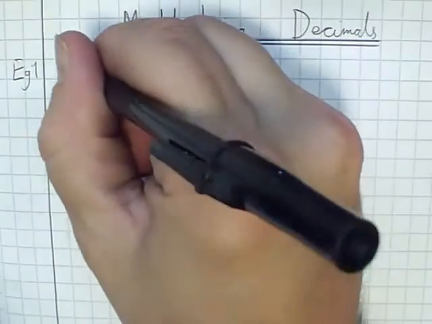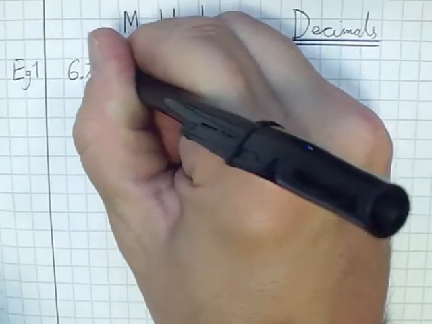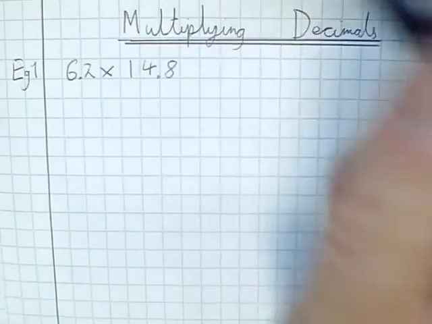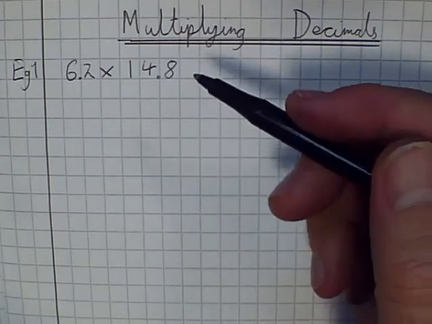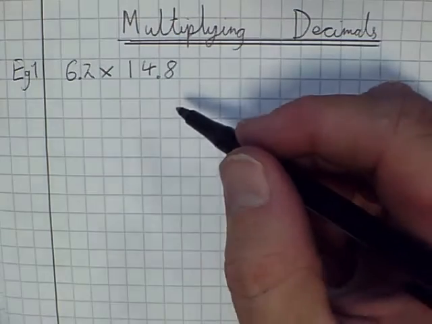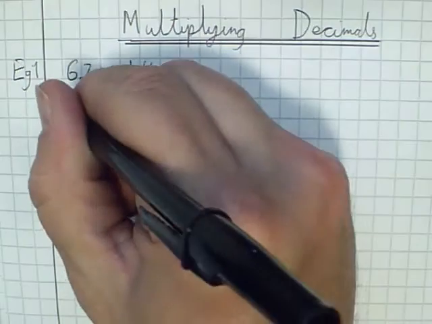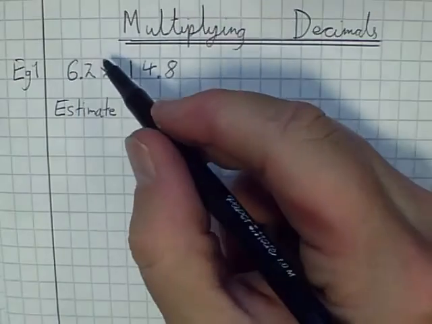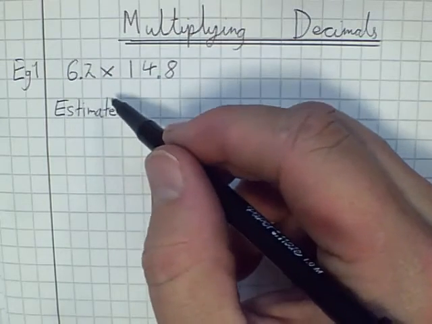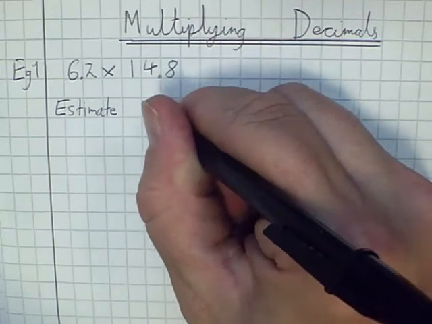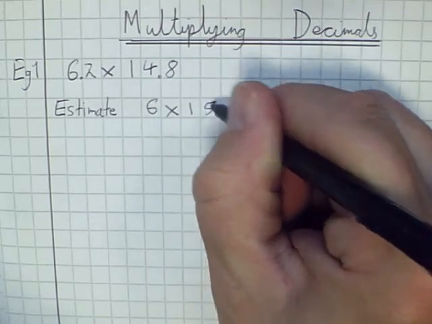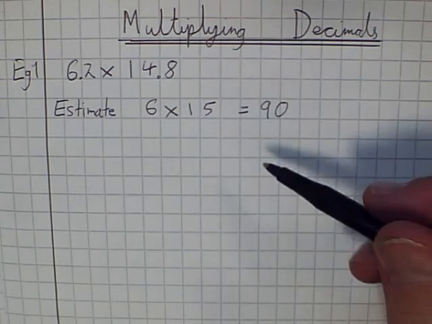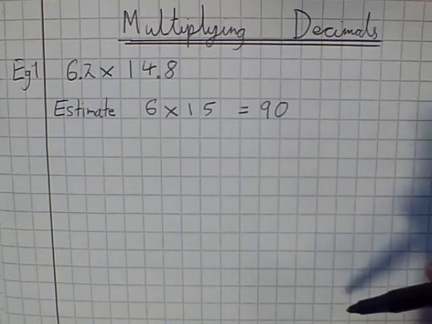I'm going to take 6.2 and multiply that by 14.8. I'm going to use one number per square just to make sure we're working neatly. My first step is to do an estimate. I'm going to round them both to the nearest unit, so 6 times 15, which is 90. That will help me make sure that my answer at the end is in the right sort of area.